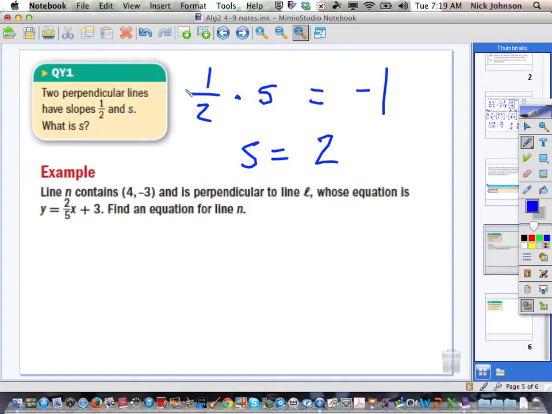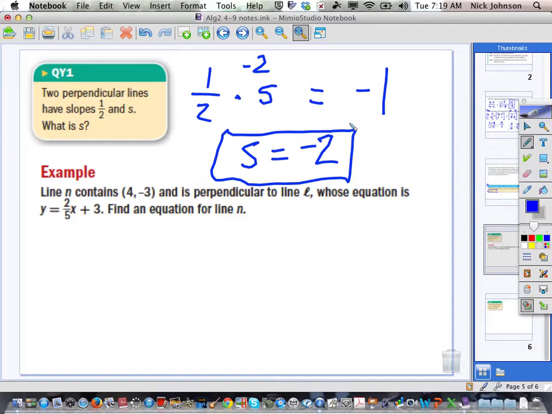This one's positive, so this has to be negative. So let's check this out. Does 1/2 times 2 equal a negative 1? Well, 1/2 times 2 is 1. Sorry, that should be a negative 2. 1/2 times 2 is 1. A positive times a negative is a negative. So s in this case is going to have to be a negative 2.